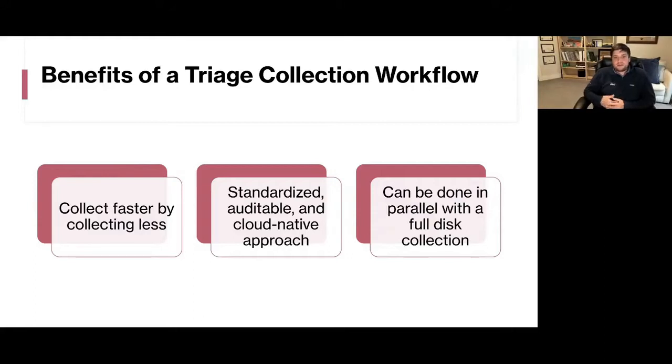The second benefit here is, since we've automated everything and it's all written as code, the process itself to perform the triage collection workflow is going to be very standardized, right? So these same commands are going to run against an EC2 instance. It's going to be auditable. So wherever possible, we've enabled logging, we have custom logs, and everything's obviously written to CloudTrail as well. And then our cloud native approach, since we're using all cloud native technology here, lends itself to a reduced cost, a quicker response time, quicker collection time, and a lot of other benefits as well.